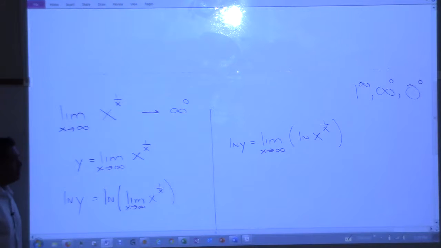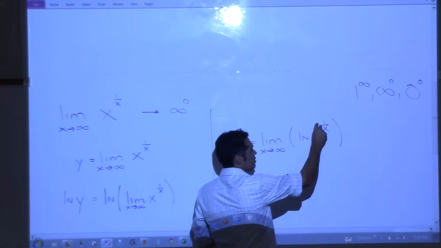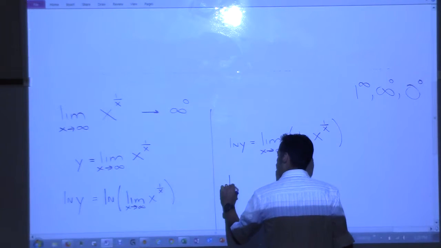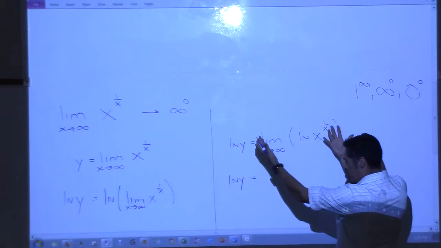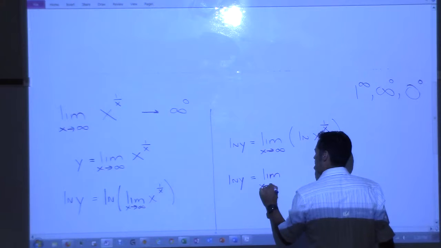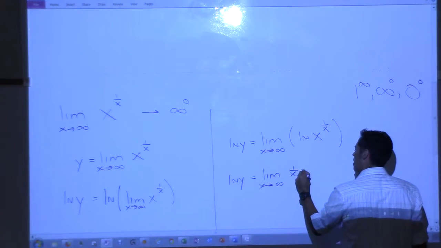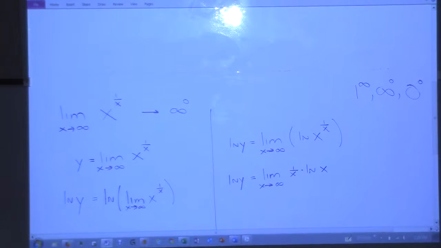All right, now why is that helpful? Now I can take this 1 over x and drop it out in front of the natural log. So I have natural log of y. Notice I keep on writing natural log of y on the right side. Just keep writing this equation all the way down: limit as x approaches infinity, the 1 over x came out front, and then times natural log of x. That's what I have.